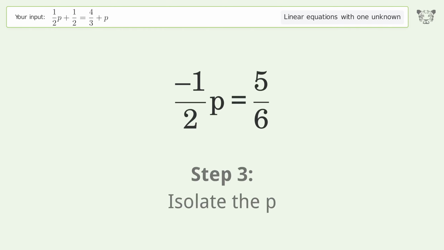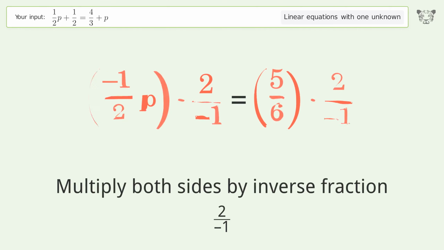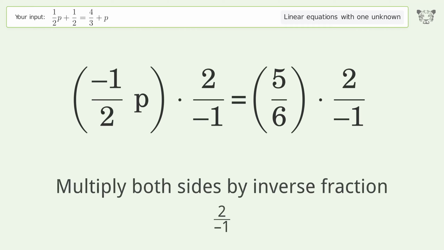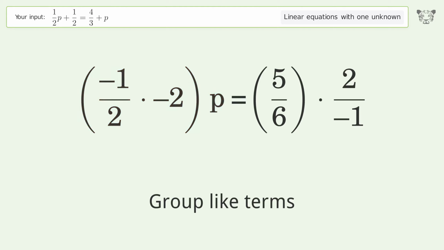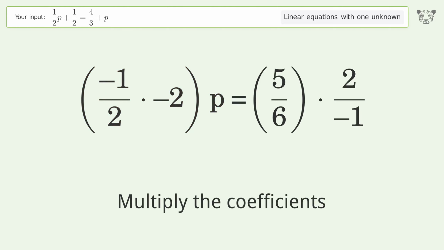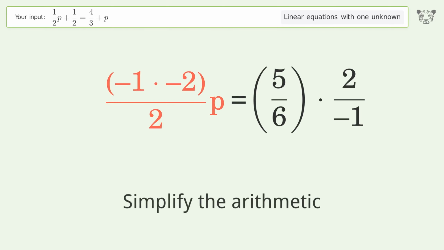Isolate the p. Multiply both sides by inverse fraction 2/(-1). Group like terms. Multiply the coefficients. Simplify the arithmetic.